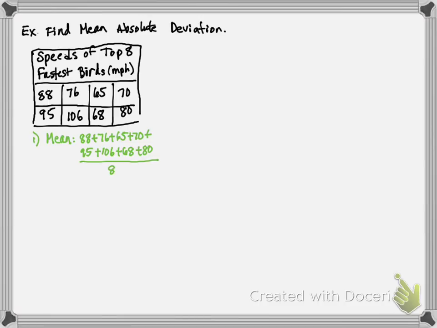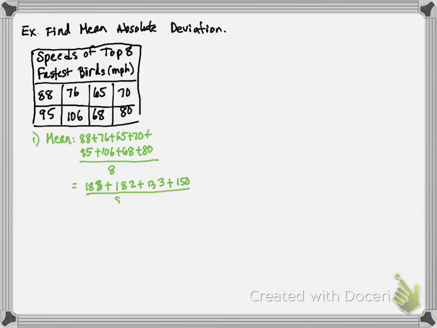Okay, so I'm going to add them up in columns like they were originally. So 88 and 95 gives me 183. And then the next grouping, we get 182. And then the next grouping, we get 133. And then we get 150.